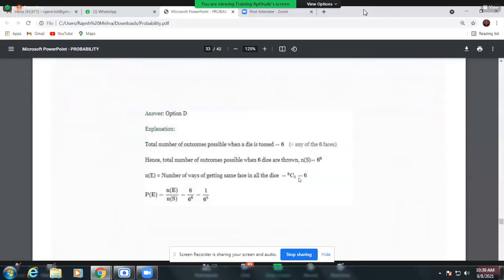Forget the formula 6C1 for the time being. So number of favorable ways, same face कहा है, यानी हर एक डाइस पर नंबर की वैल्यू सेम होनी चाहिए. तो वैल्यू सेम तो 6 अलग अलग तरीके से हो सकते थे, because I've got 6 different numbers, isn't it? So it is 6 upon 6 to the power 6. Most of you got it absolutely correct.